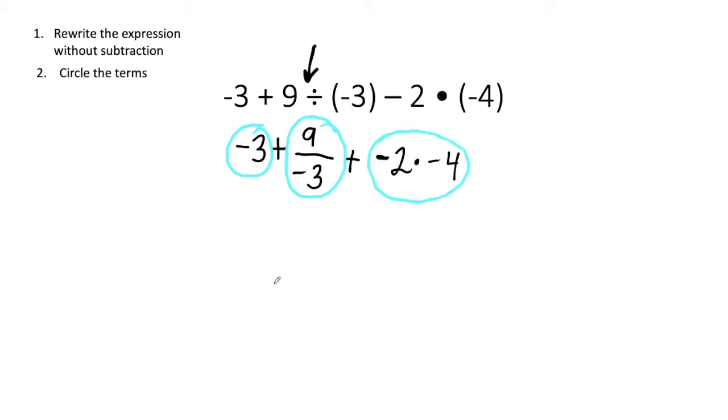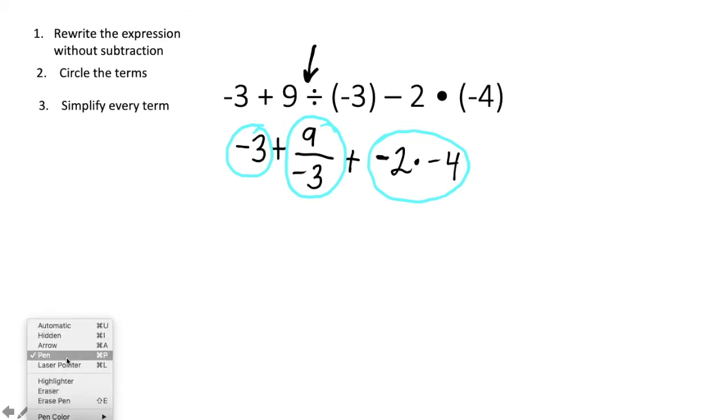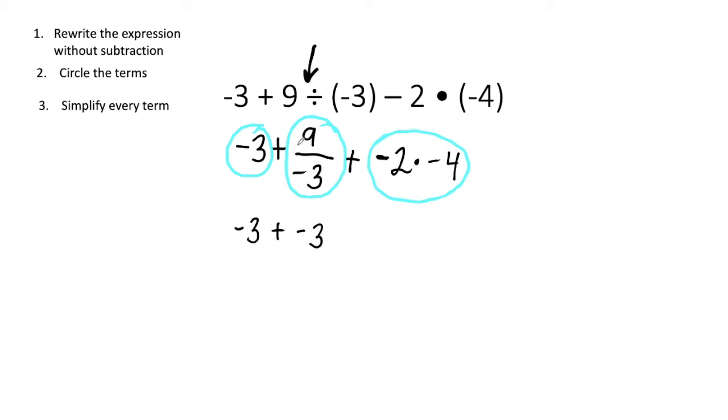When you're done circling terms, the only thing outside of the circles should be plus signs. All the numbers, all the operators, those should be inside the circles. So now we're ready for simplifying each term. Negative 3 is fully simplified. 9 divided by negative 3 is negative 3. Plus negative 2 times negative 4 is positive 8. All right, we simplified every term, so it's just one number.